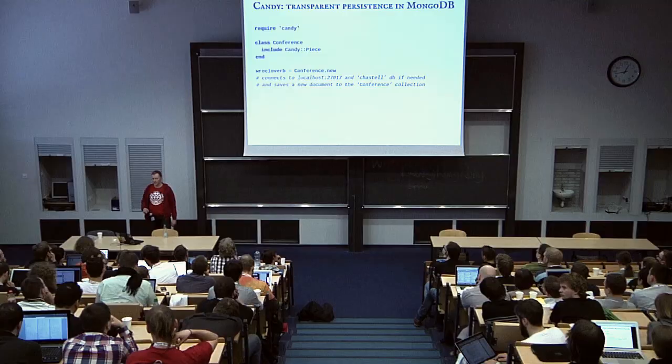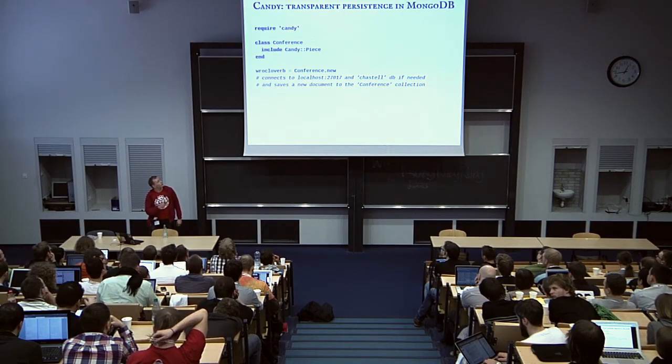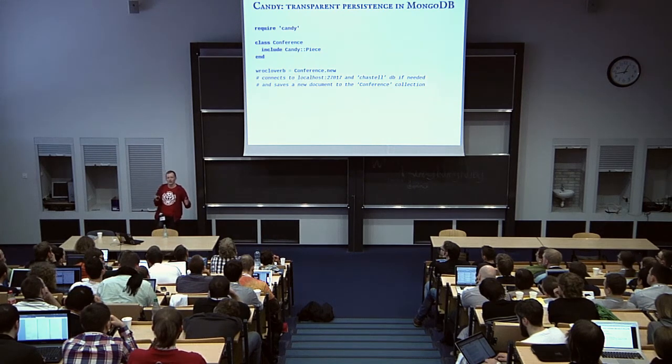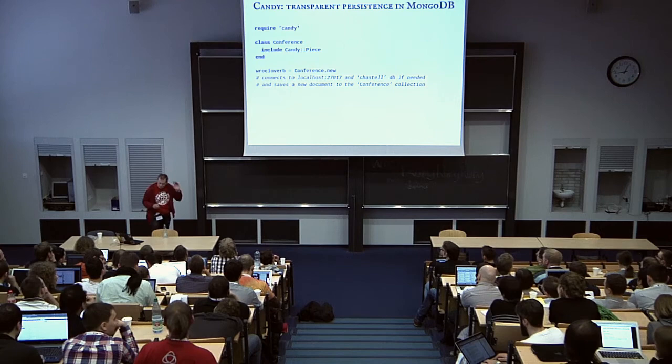And then it creates a new conference collection if you didn't configure it differently, and saves a new object there. This all happens through include Candy piece. There's a very thin border between genius and madness. I think Candy dances all around that border. But you should try it.